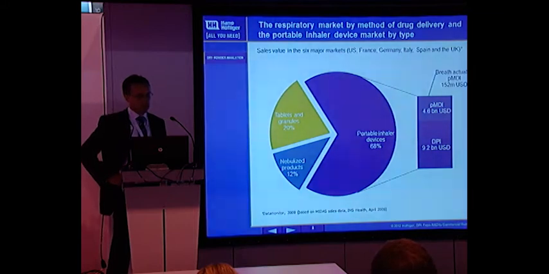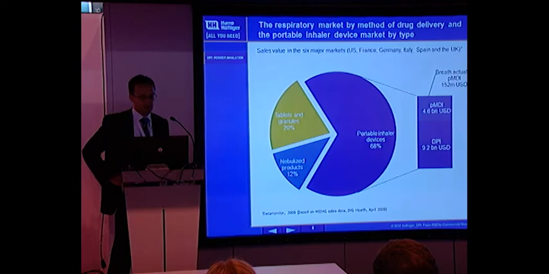If you look at how asthma is treated, you can see that at least 70% of asthma patients are treated by a portable inhaler, and 5 billion US dollars are related to aerosols. The other 10 billion US dollars in the 6 important markets, US, France, Germany, Italy, and Spain, are related to dry powder inhalation. The rest of it, nebulized products and tablets, take a rather minor role in the treatment of asthma.